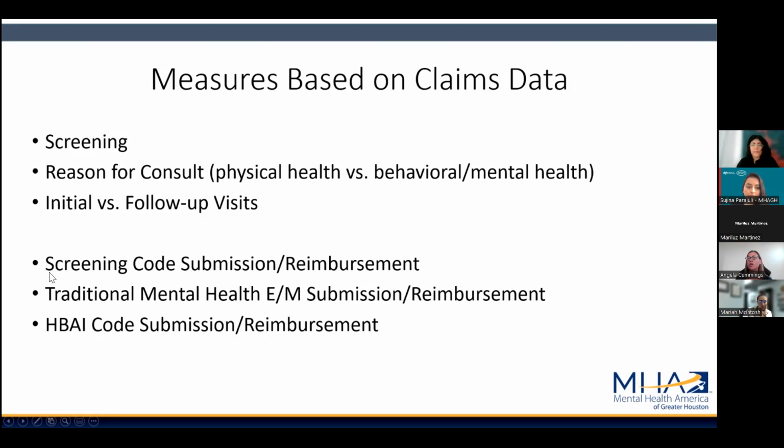And then you can move to the next level with your claims, looking at a specific measure: your screening code submission and reimbursement. So you're entering behavioral health screening codes for your PHQ-9. How many are entered, how many are submitted, how many are reimbursed, what is the percentage that are reimbursed? And again, you don't just want to stop there, you want to have those reflective conversations. For the ones that are being rejected, is there something they all have in common? Are they all with the same payer? Were they all entered by the same provider? If you bring more people to the table to look, there may be something that you're just missing.